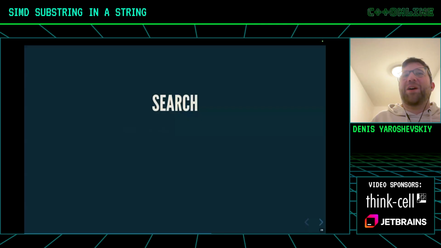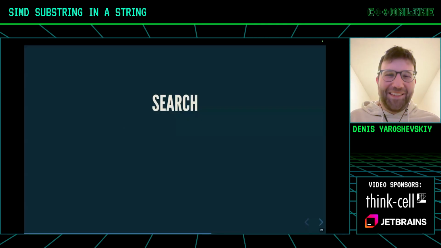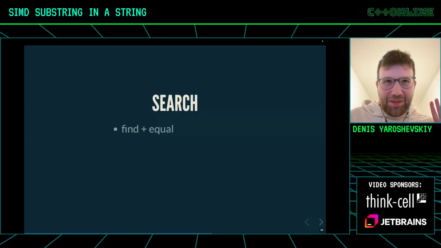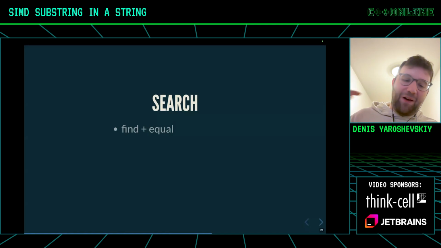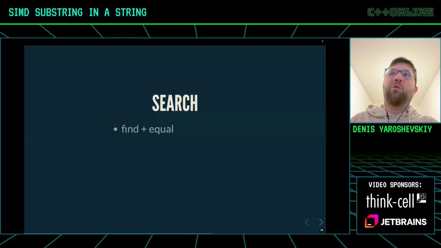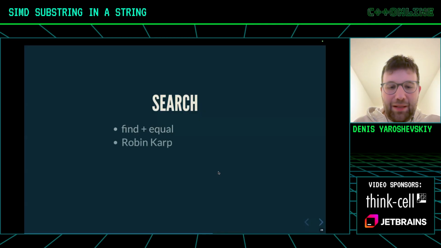So let's talk about search. Coming back to search, remember what we had was find plus equal, right? And find plus equal works really well unless there are false positives. So we want something like find plus equal, but with better behavior when we have false positives. So what can it be?